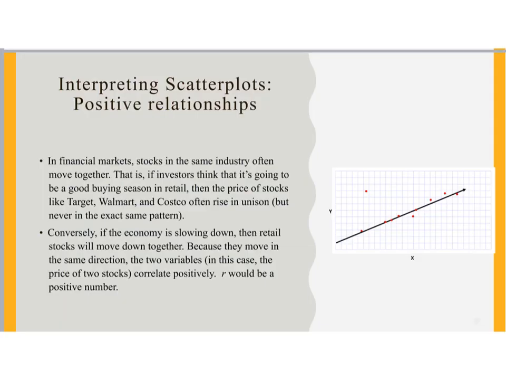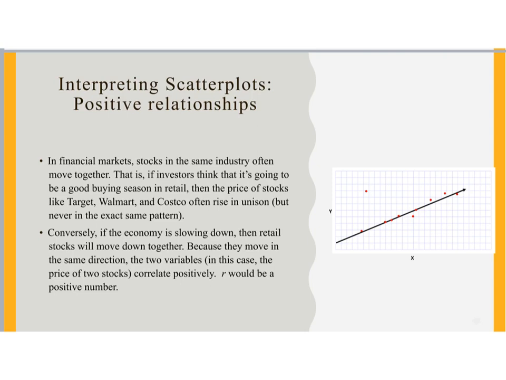Let's take a look at a real-world example of where we might see a positive relationship. In the stock market, we tend to expect positive relationships between stock prices within the same industry. That is, if one restaurant stock is increasing over time, we expect another restaurant stock to increase over time. The same goes for retail. I expect that if some clothing stores are increasing, in general, most or all retail stores or stocks are increasing.